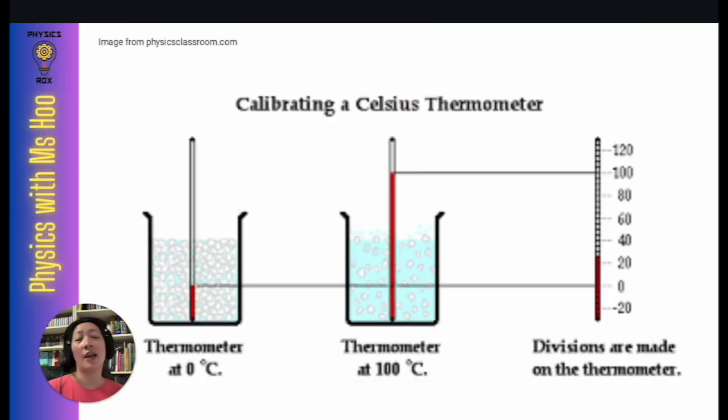So this is an image I have borrowed from physicsclassroom.com just to show you this is how we calibrate a thermometer measuring in degrees Celsius. So we place the thermometer in melting ice that would show us 0 degrees Celsius, and we place the same thermometer in boiling water and that would show us 100 degrees Celsius, and then we make 100 equal divisions between 0 and 100 in order to come up with the Celsius scale on this thermometer.